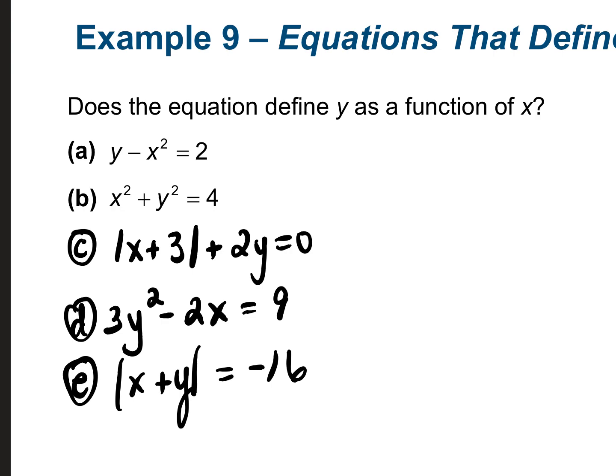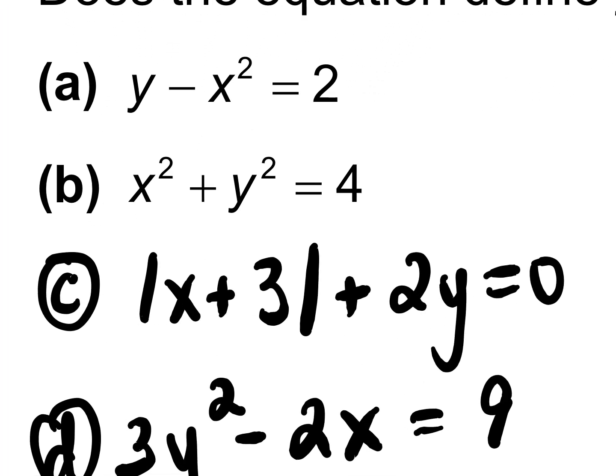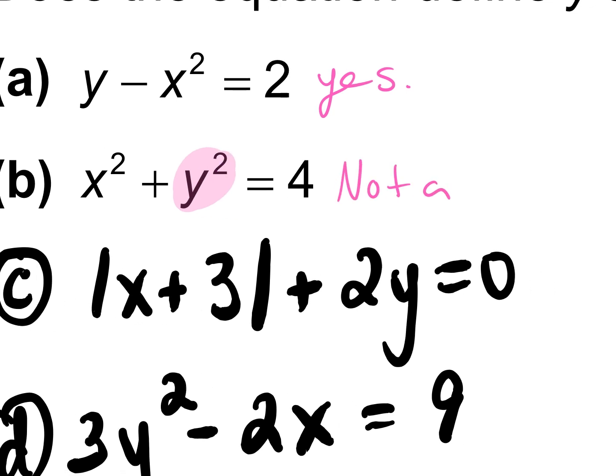All right, so let's look at A. We're just determining if it's a function. In A, is y squared? No, it doesn't have an even exponent. Is it in an absolute value sign? No. So do you think this is a function? Yes, it's a function. What about for B? Why not? Y is squared, so this makes it not a function.